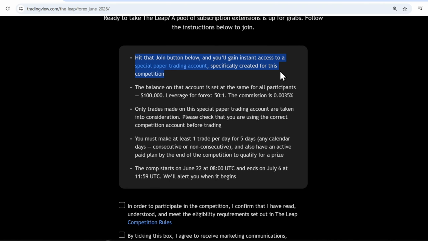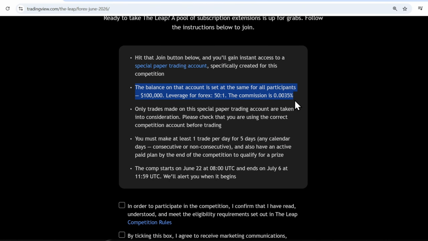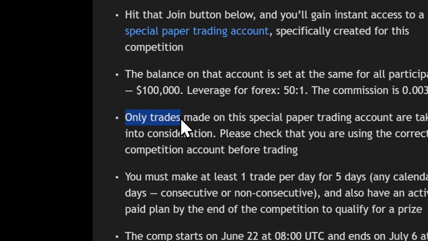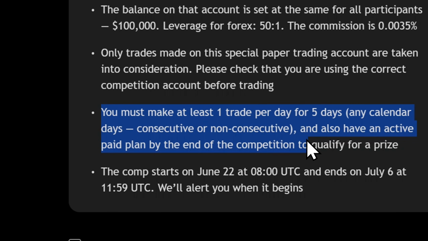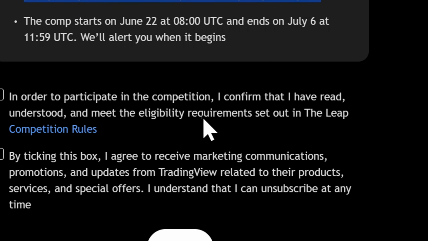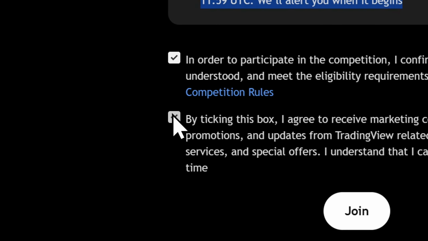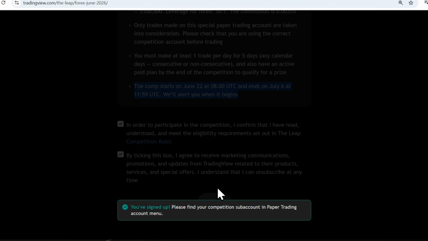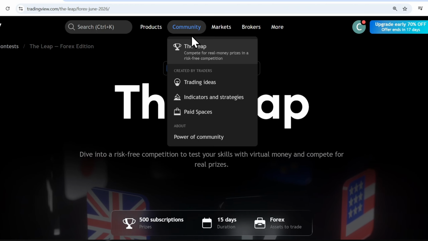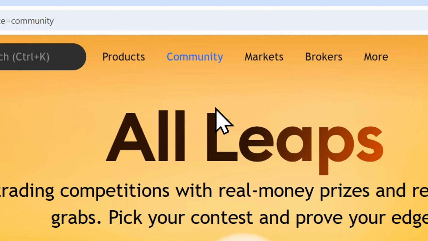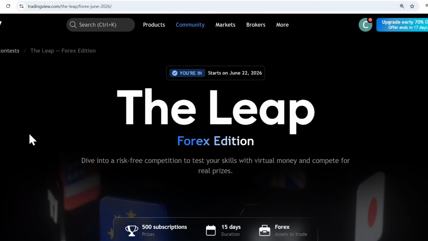How to join the competition. Now let's take a closer look. Inside TradingView, navigate to the Leap competition page. You'll find information about the current event, eligibility requirements, available assets, prizes, and competition rules. Before joining, take a few minutes to review the requirements. Competitions can change over time. Dates can change. Rules can change. Prize structures can change. So always verify the details directly inside the competition hub. Once you're ready, simply register for the event and activate your competition account. It's a very straightforward process.